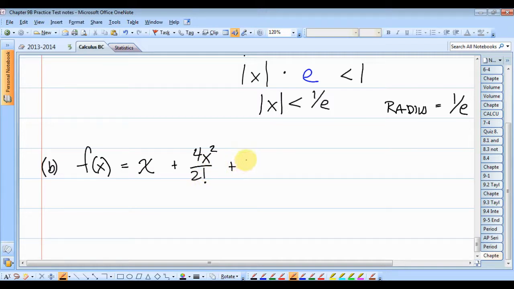What about the third term? 27 x cubed over 3 factorial. Great. And because I know I'm going to need it in the next problem because I read ahead, what is the fourth term? 256 x to the 4th over 4 factorial.